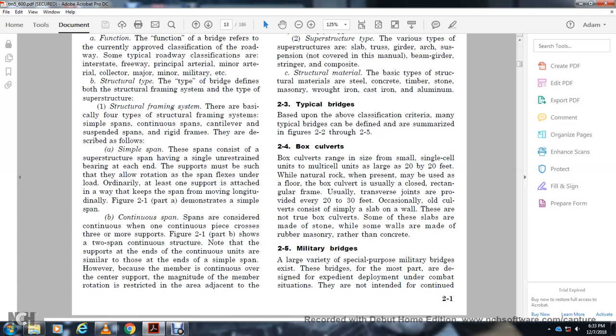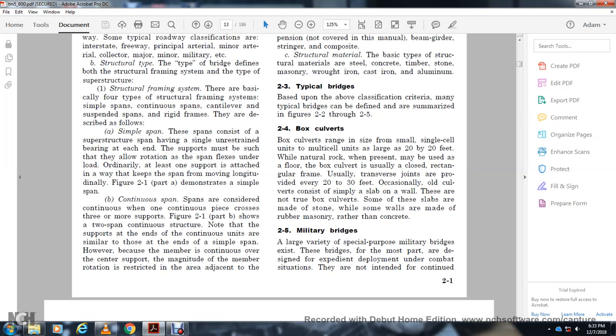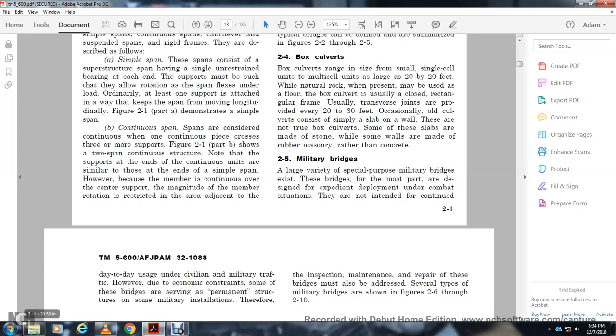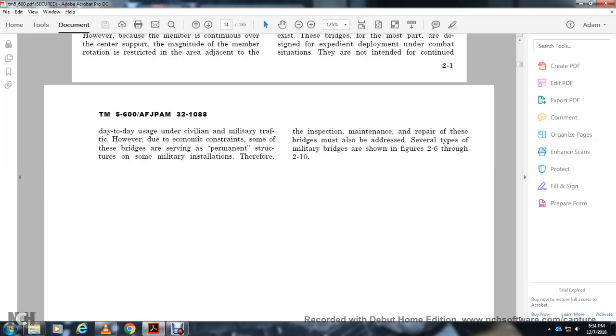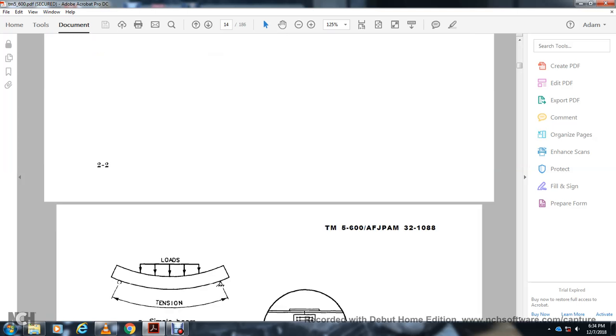2.5 Military bridges. There is a large variety of special purpose military bridges, for the most part designed for expedient deployment under combat situations, not intended for continued day-to-day use by civilian or military traffic. However, the economic constraints on some of these bridges are stricter than on permanent structures on some military installations. Therefore, the maintenance and repair of the bridges must also be addressed. Some types of military bridges are shown in Figures 2.6 through 2.10. And then we'll go over 2.6 and 2.10.